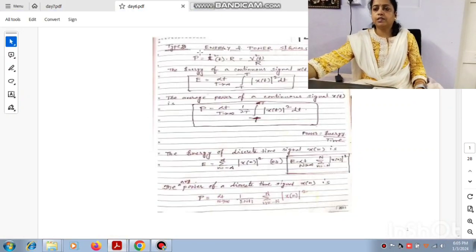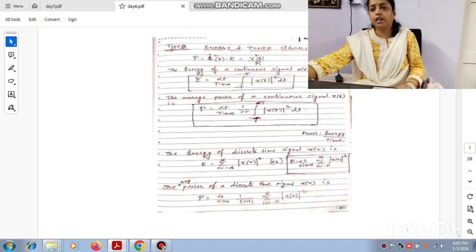Today I am going to discuss the remaining signals. So we have already seen the classification of the signal. Now we are going to see the energy and power signal. Power and energy are interrelated. Once we are able to find the energy, we can find the power, or if the power is known for any signal, energy can be found very easily using the relation that power is energy by time.